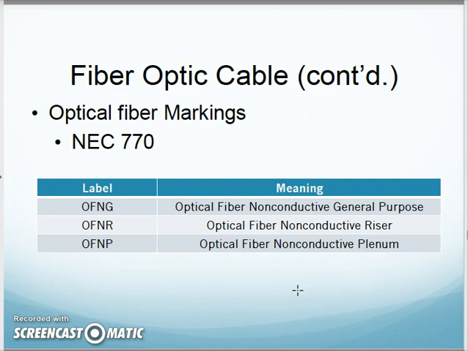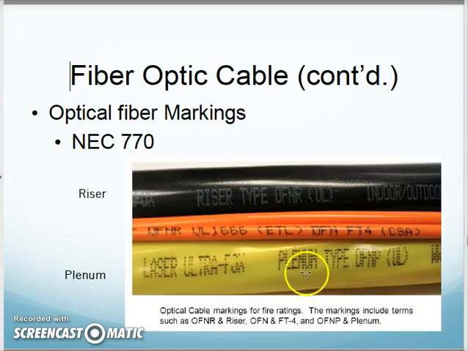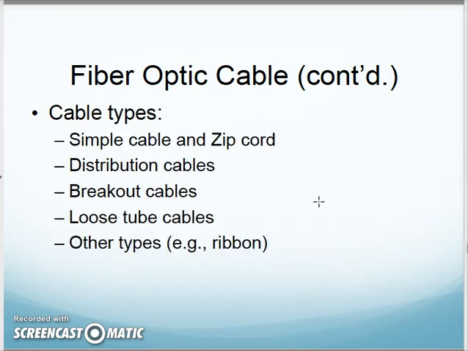The National Electrical Code 770 has labels on here to show you whether it's general purpose, riser, or plenum. Remember, just look at this last letter, and that's going to tell you general, riser, or plenum: OFNP, OFNR, and so forth. And here's a close-up to get you to see OFNP, there it is, and then OFNR riser there, okay? Look for that last letter.